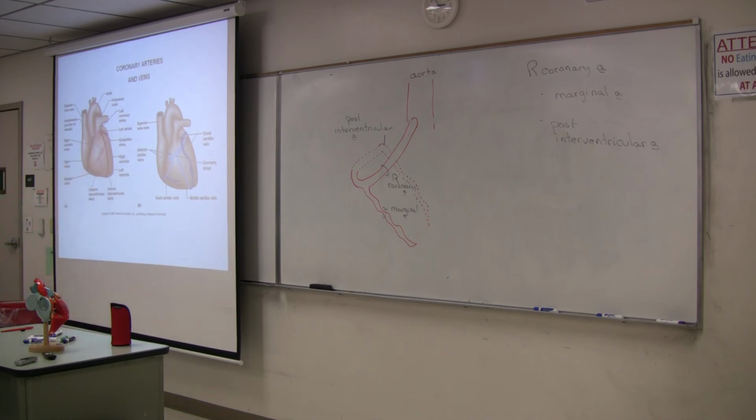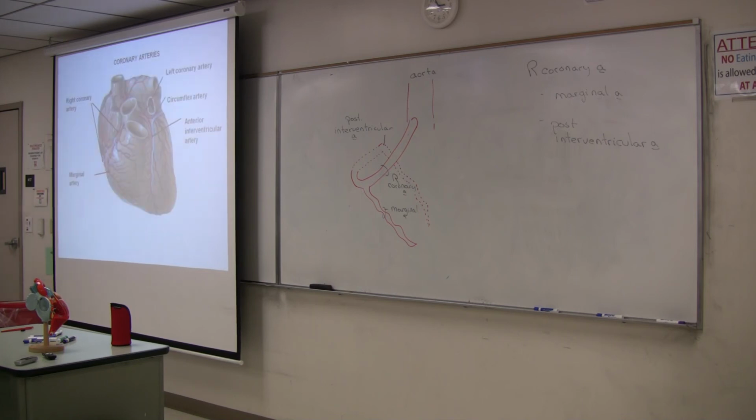What's the name of the posterior sulcus? Pardon? What is the name of the posterior sulcus? Same thing, interventricular sulcus. So if we look on this diagram, here's the aorta. This would be the pulmonary trunk, which is on the anterior surface of the heart, and the aorta is coming out the middle of the heart as it comes from the left side. Here would be the right coronary artery, and here's the marginal artery.